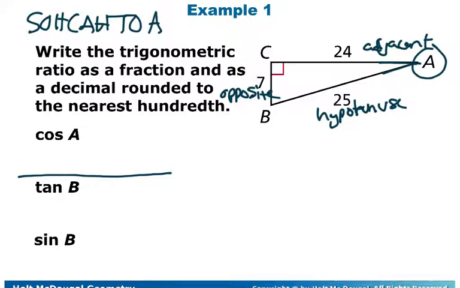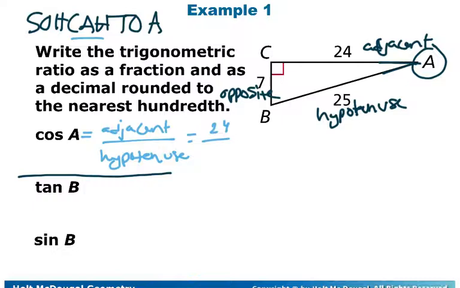Alright, looking at that, that means that cosine is adjacent over hypotenuse. And so that means that the adjacent of 24 is over the hypotenuse of 25. That fraction can't be reduced, but we can get our decimal of 0.96.